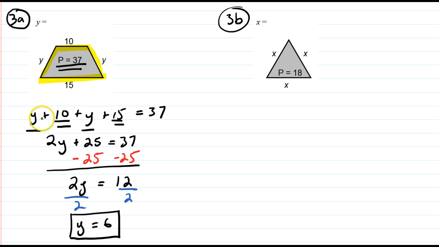So the first thing you want to do is write your equation and then what it equals, and that's where they tell us that the perimeter equals that number. So for 3B, you figure out what the perimeter is going to be, you're going to add up the three sides, and we know it's going to equal 18, and then just solve your equation.